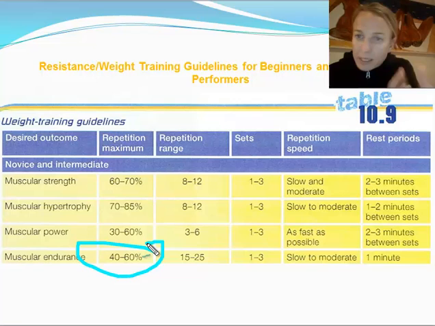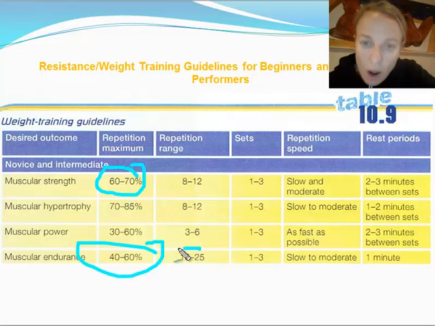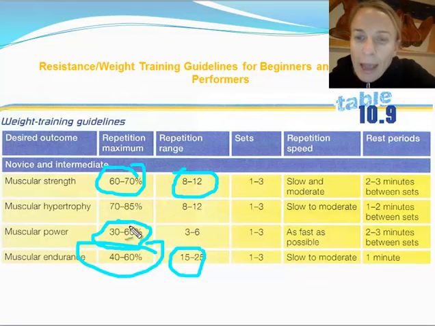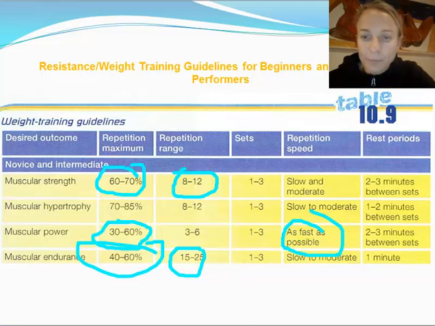So you need a smaller weight for that, so 40 to 60% of your repetition max, and you do at least 15 of them. Okay, so low weight for muscular endurance, higher weight for muscular strength, high reps for endurance, low reps for strength, and for power it's in the middle, and we do them fast because power is producing force quickly.